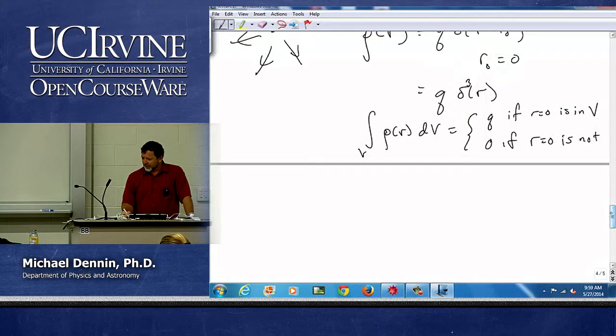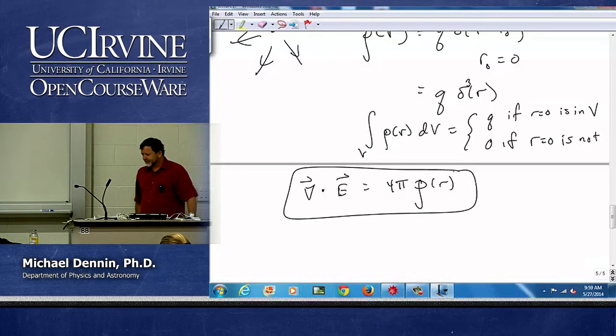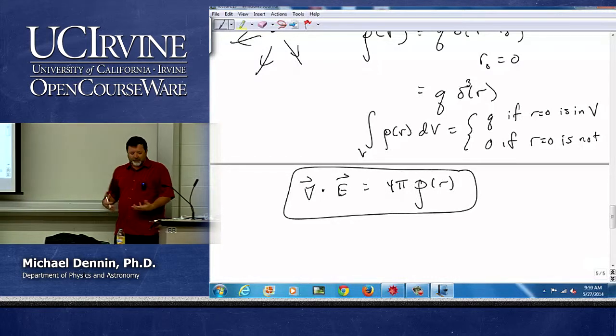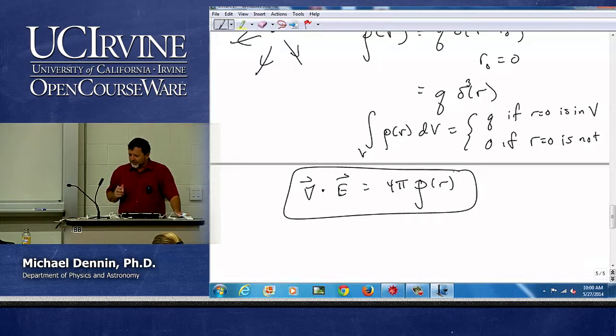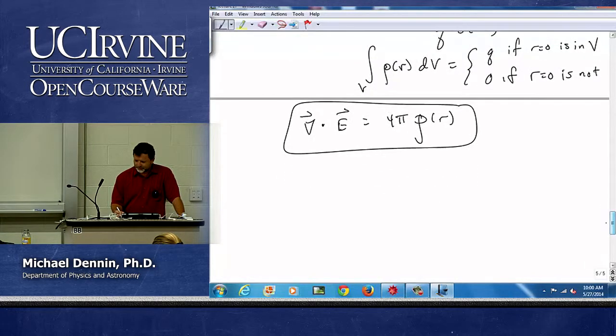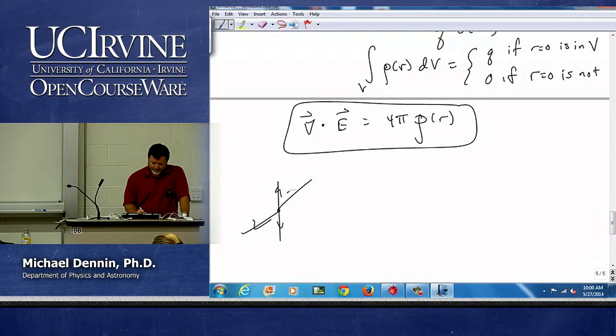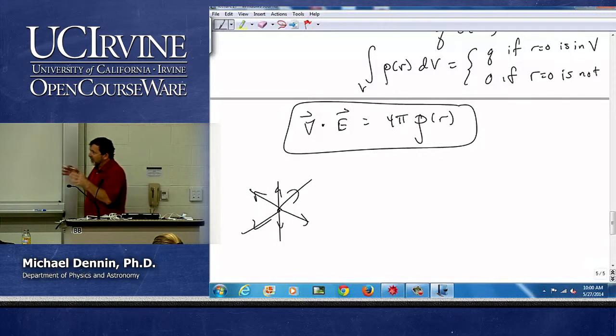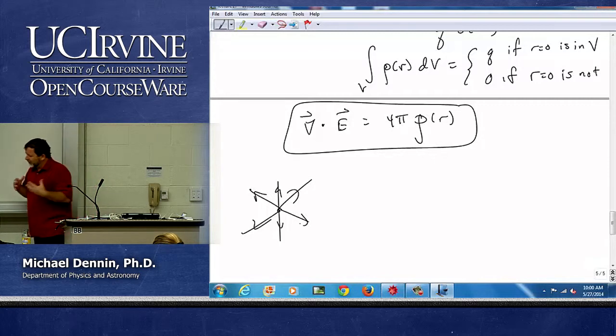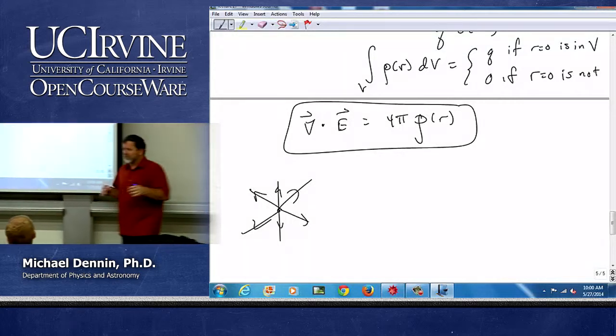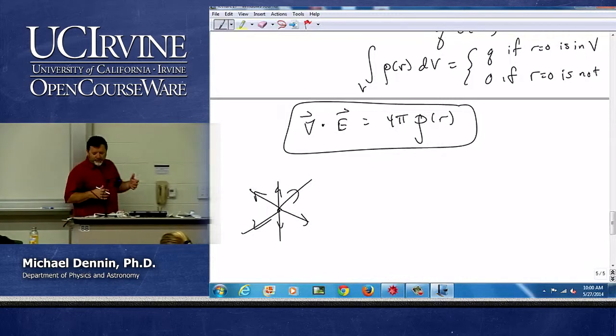But if we remember Gauss's law, we want the divergence of E to equal, in appropriate units, 4 pi rho of r, so that everything works out the way we expect. If you recall, if I draw the point charge lines coming out, how do I use, this is what we do in freshman physics, the integral form of Gauss's law to derive the electric field?